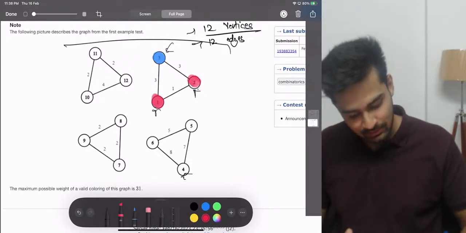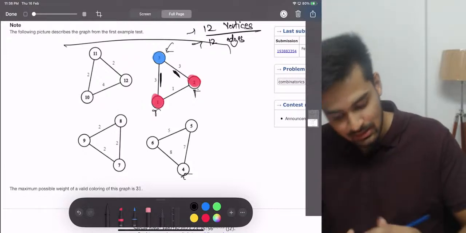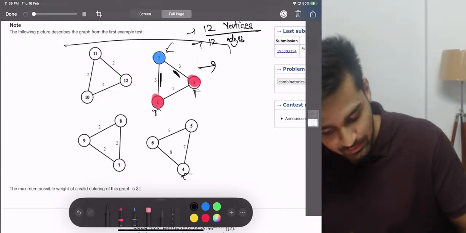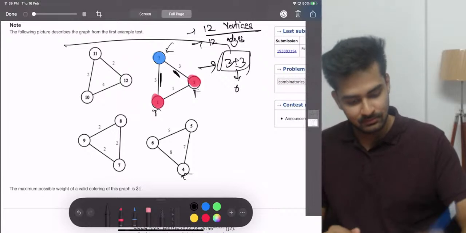What does this really mean? This means that this edge and this edge are connected to two vertices of different colors. That means the weight of this triplet is 3 plus 3, which is 6.